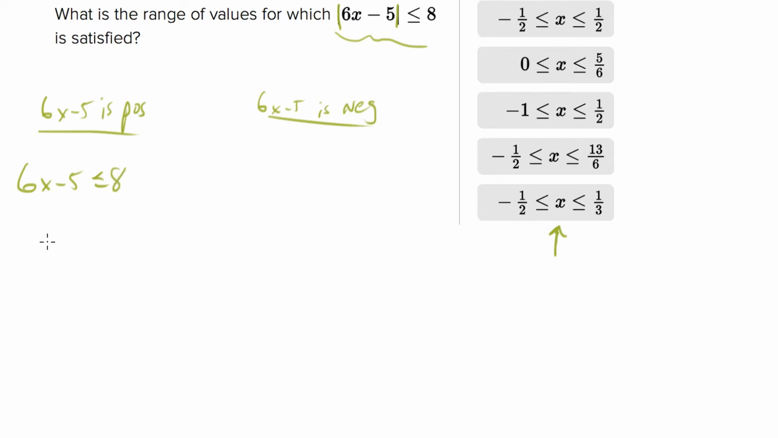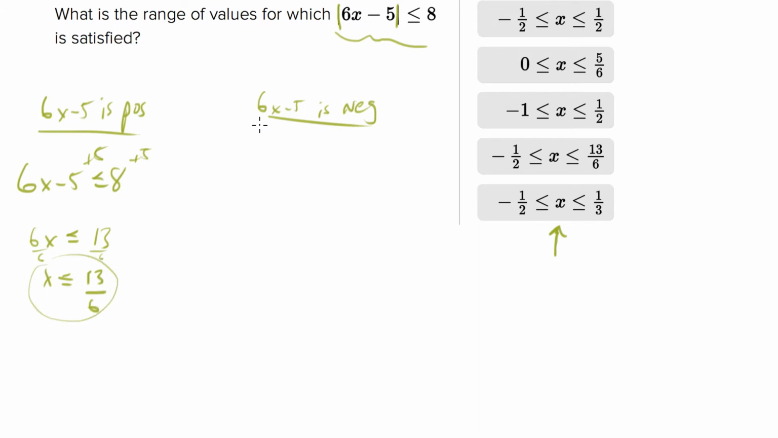Now we can solve for x, and we'll get one of our boundaries. So you'll get 6x is less than or equal to, add 5 to both sides, 13. And you get x is less than or equal to, let's divide both sides by 6. Oh, what an annoying number. x is less than or equal to 13 over 6. This is one of our boundaries.